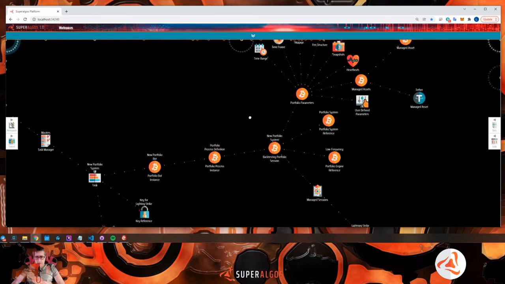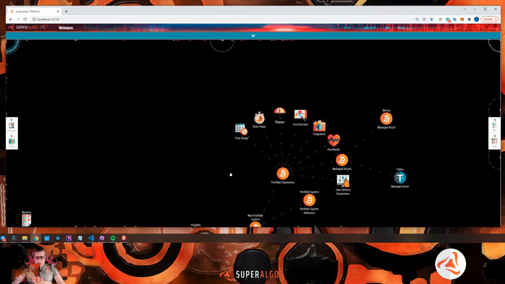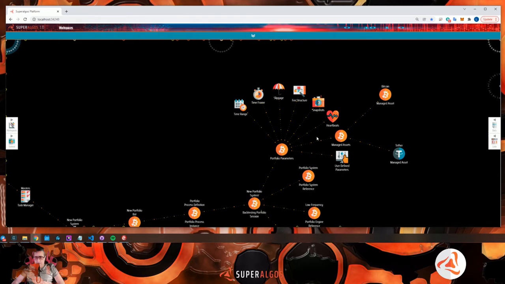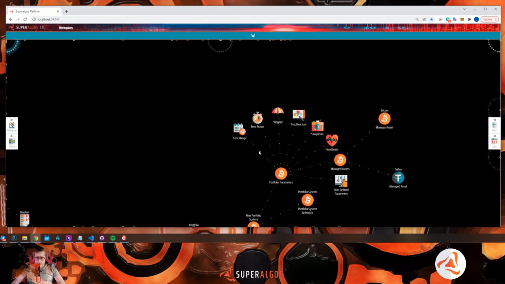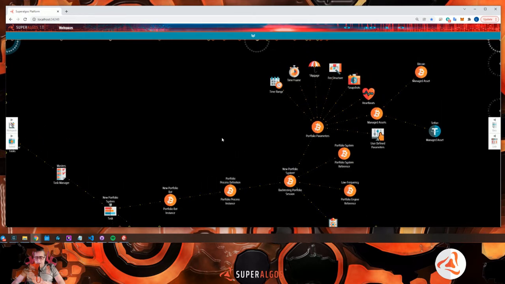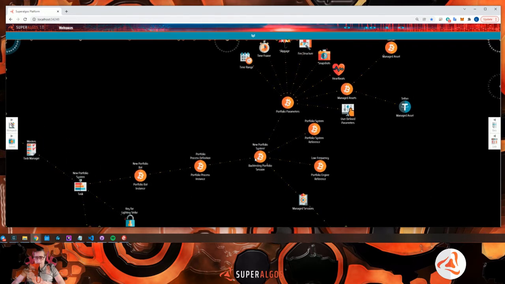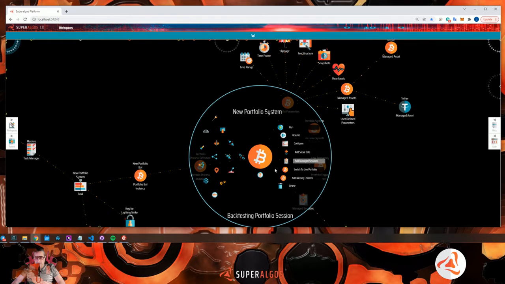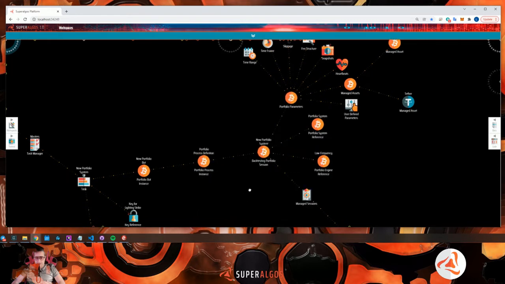So what's next? Okay, you have the session parameters of the portfolio manager. Portfolio manager works in backtest and in live trading, so it has two different types of sessions. This one is backtesting, but you can switch to live trading.